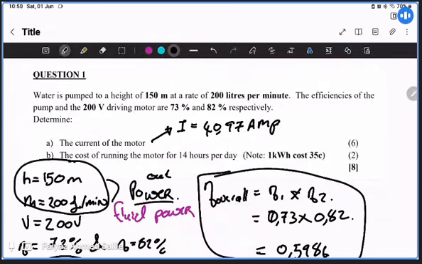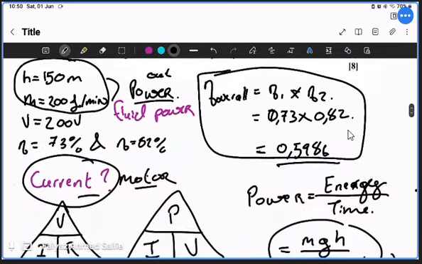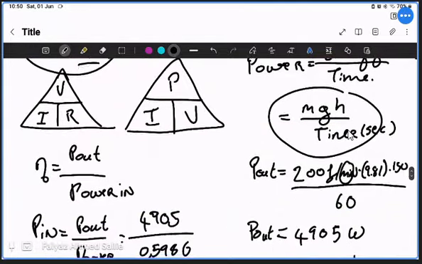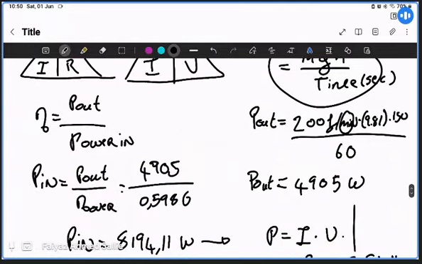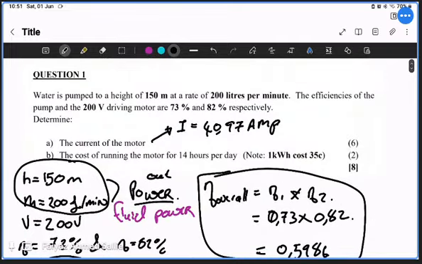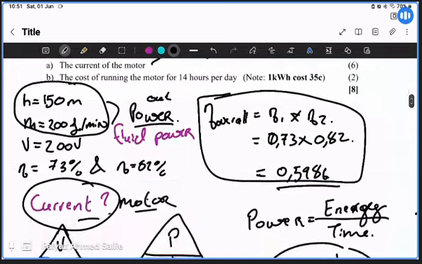Do you guys have any questions on getting the amps for the motor? Any questions, guys? Okay, so there is no question, so we're going to move on.